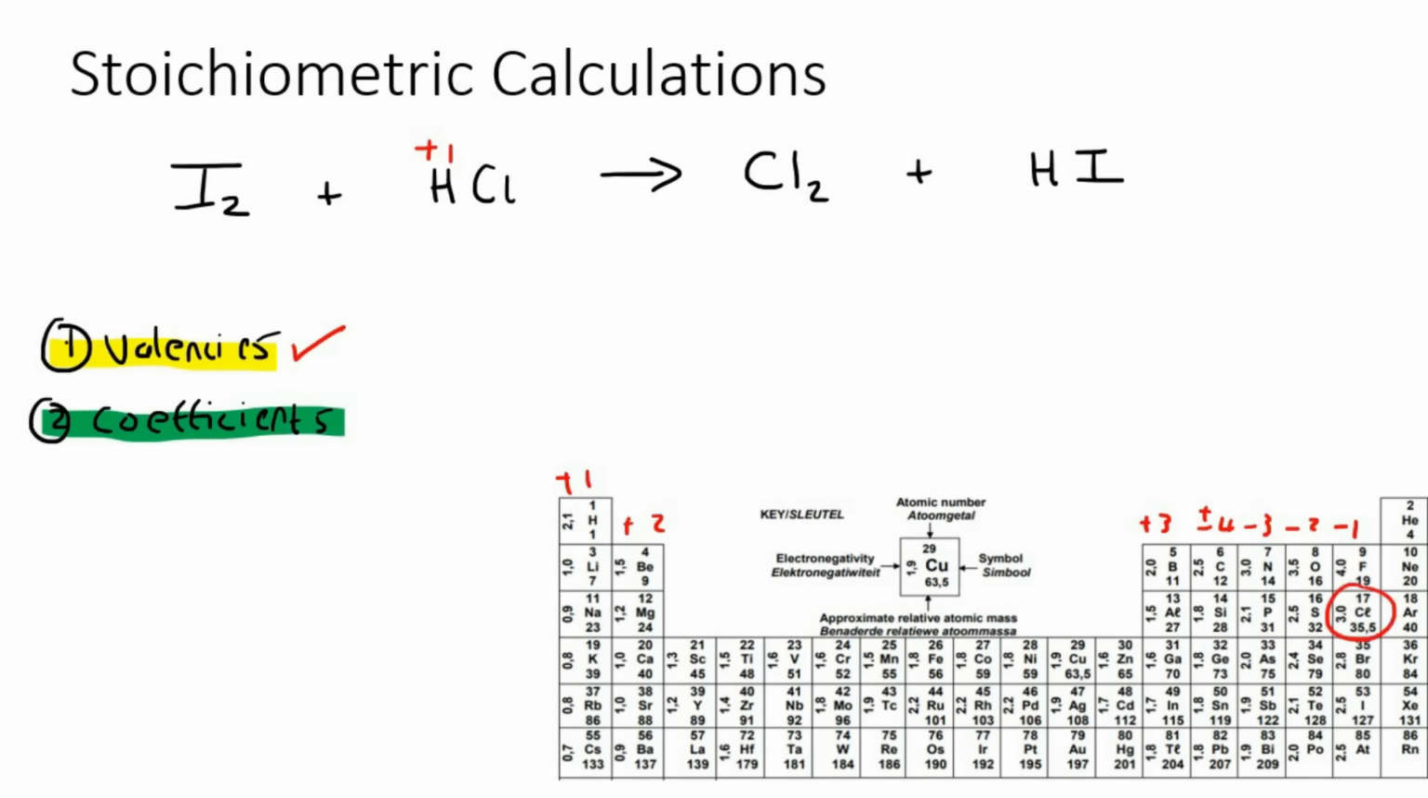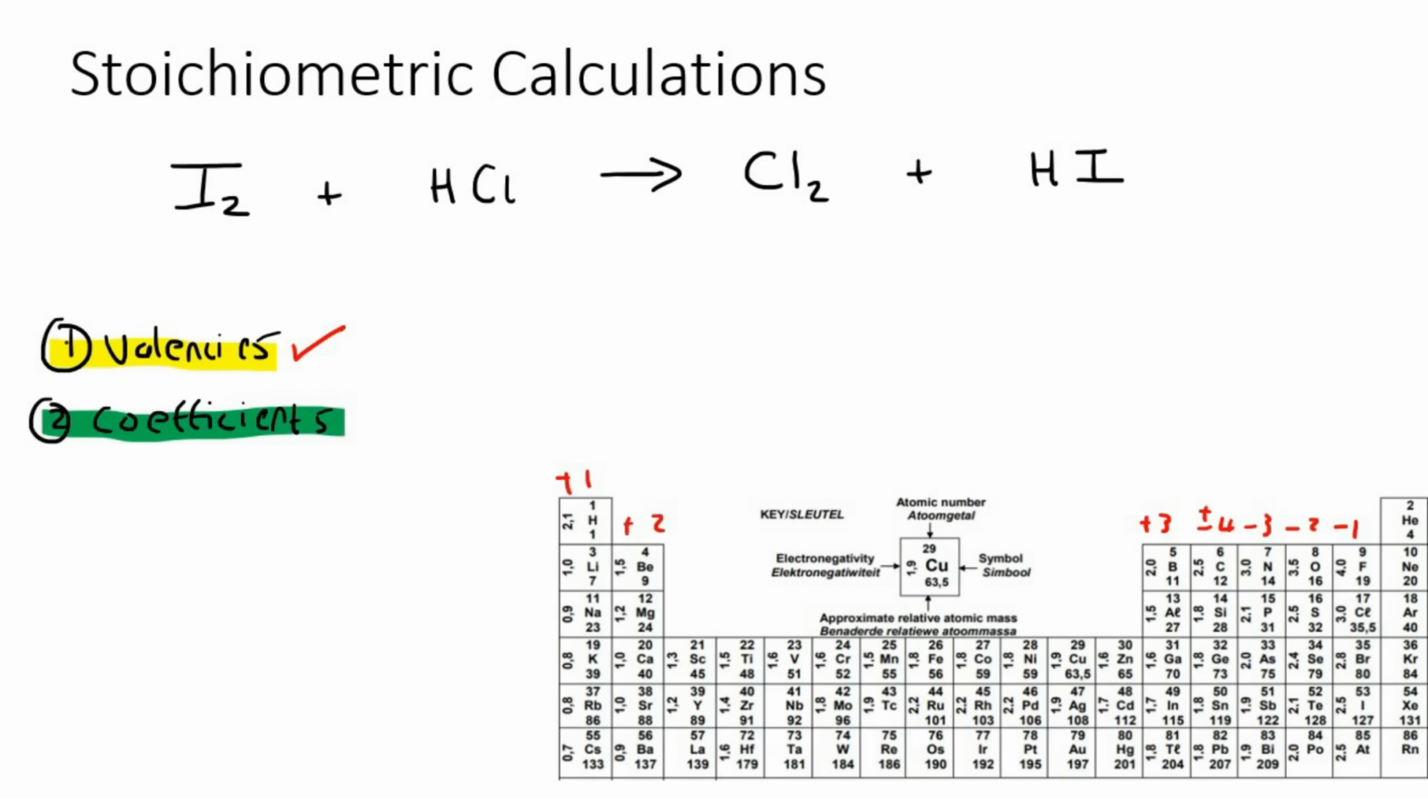So Cl is negative 1. So when these two numbers are the same, nothing that you need to do, so that's all fine. Don't worry about anything that's by itself. Now for hydrogen, that's plus 1. For iodine, that is negative 1. So when these two numbers are equal, no worries about that. Okay, so all the valencies are done. We knew that already, but it's good to check and to practice that.